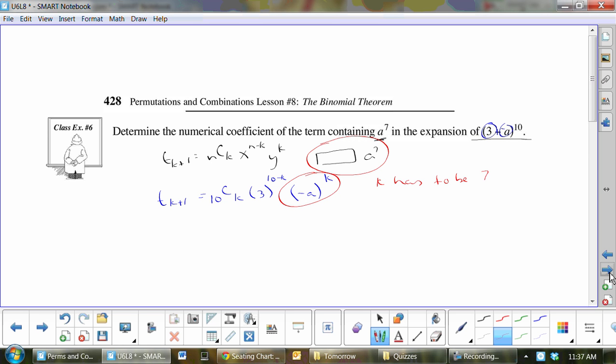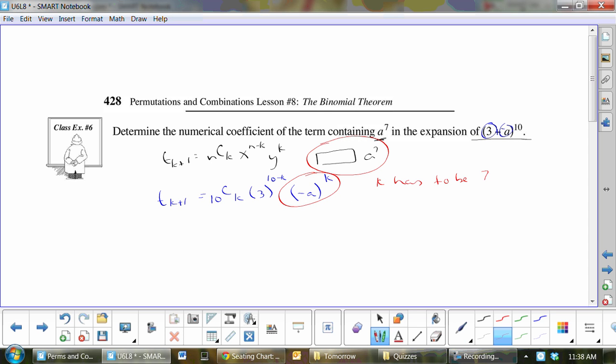Does everybody see what I'm doing here? I need to get this answer. I have to look and ask, what could I do in here that could give me this in the final answer? 7 is the only thing that can be there. If I put a 6 here, I'm going to get something a to the 6.